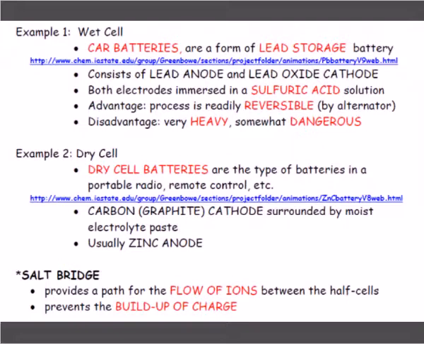Guys, example number 2, like I said, is the dry cell. These are the type of batteries that are in your radio, your remote control. All right, radio. You guys don't even use a radio anymore. But it's not one that has batteries, like a dry cell battery.